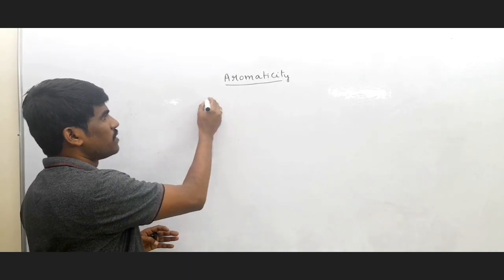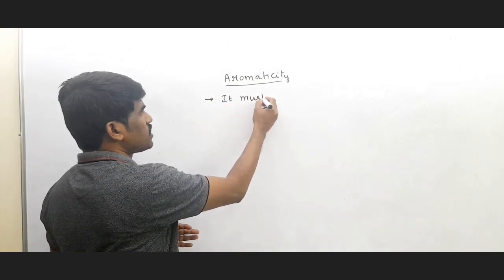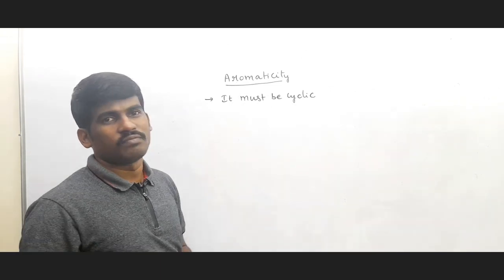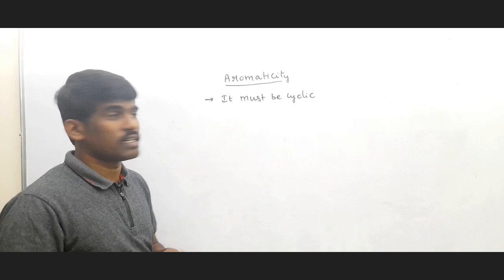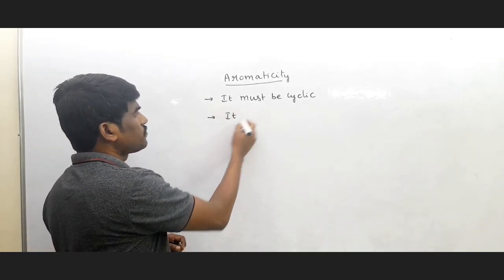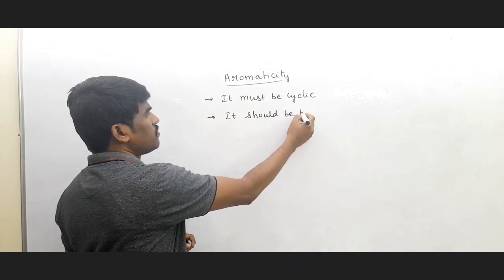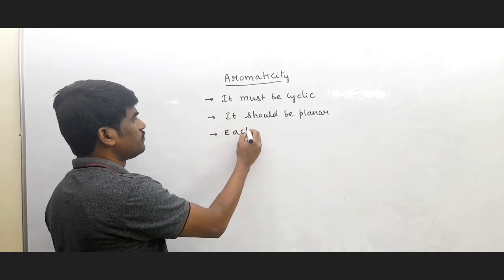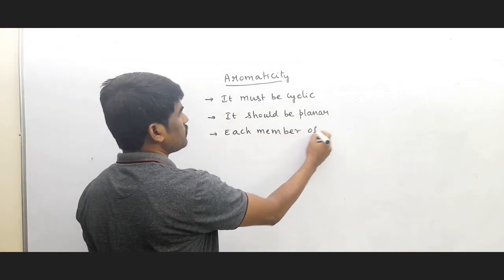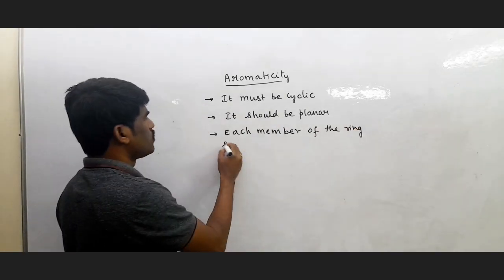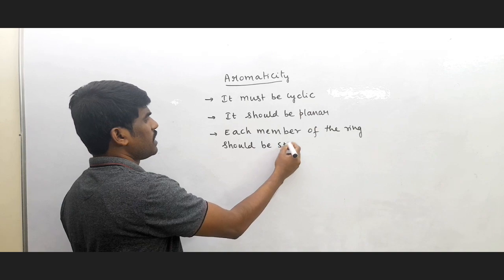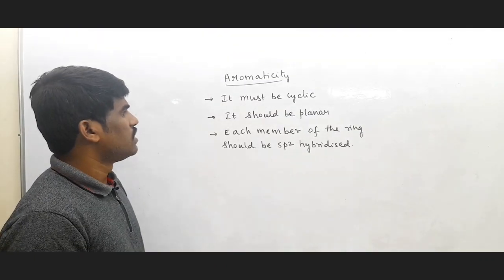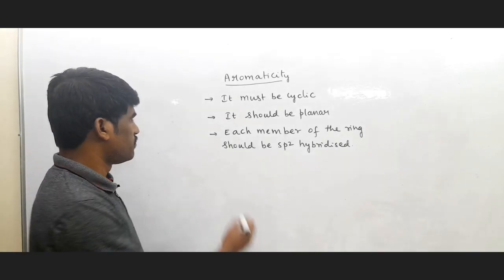What are the conditions it should obey? First thing, that compound must be cyclic. Remember that an open chain compound will never be aromatic. A closed chain compound may act as an aromatic compound, and it should be planar. It is another condition, and each member of the ring should be sp2 hybridized. Then only it can behave as an aromatic compound.